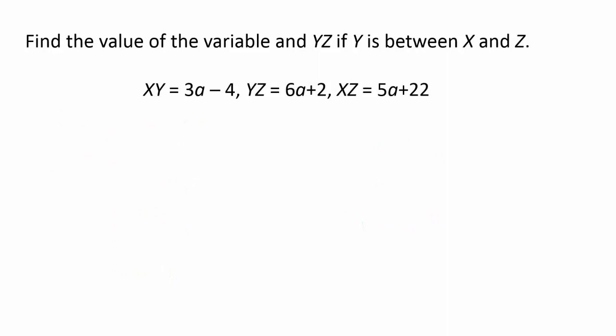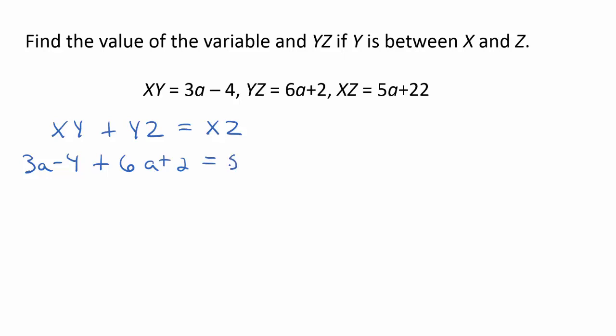Our last problem states that XY equals 3A minus 4, YZ equals 6A plus 2, and XZ equals 5A plus 22. Again, we're going to start like always with our equation. XY plus YZ equals XZ. Let's plug in 3A minus 4 for XY plus 6A plus 2 for YZ, and that's going to equal XZ, which is equal to 5A plus 22.